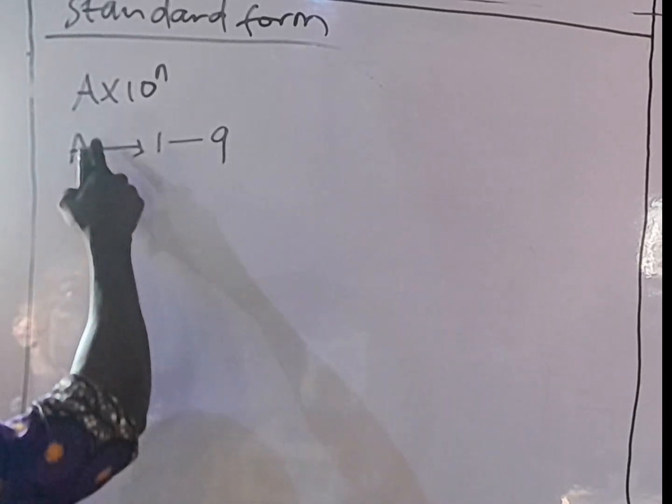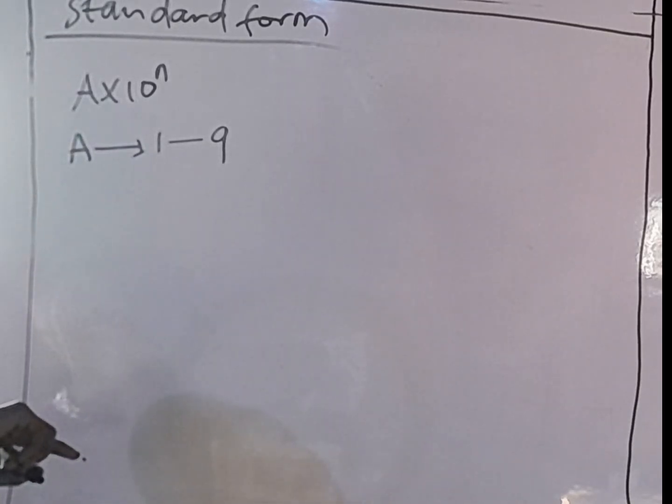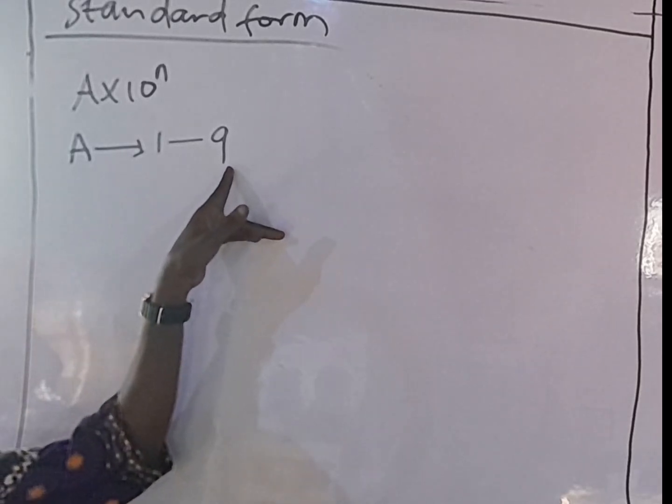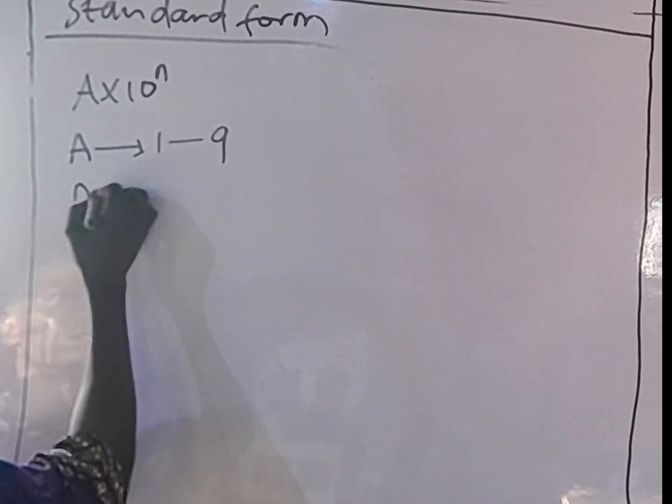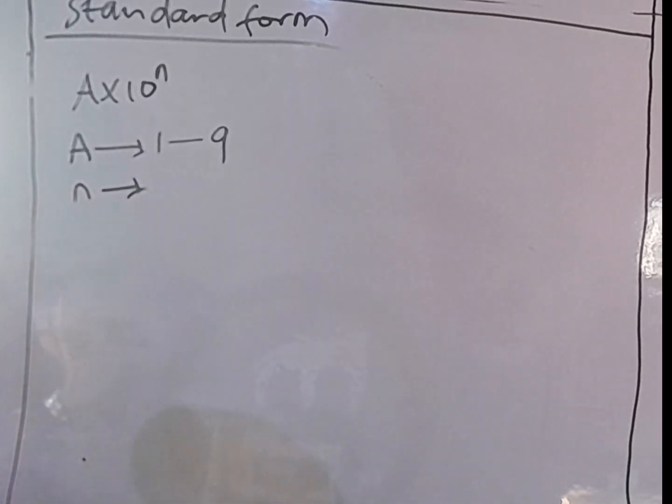Meaning that any number that will appear here must lie between 1 and 9. It should not be below 1 and it should not be above 9. While n is any number at all. So that is it for that.